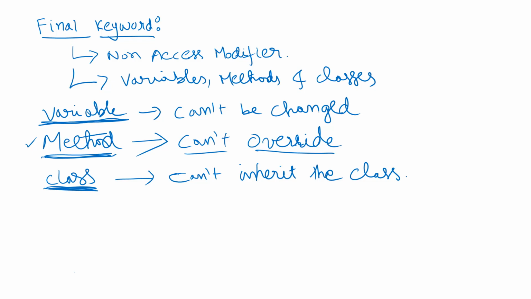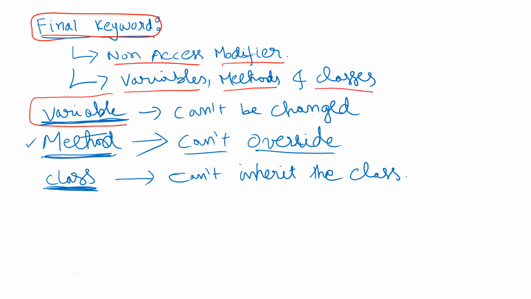Let's see this one more time. So what is a final keyword? A final keyword is a non-access modifier and it can be applied to variables, methods and classes. If we apply the final keyword on a variable, that means the value of the variable cannot be changed. If we try to assign a new value to the variable, it throws an error. And methods. If we apply the final keyword on a method, then we cannot override that method.